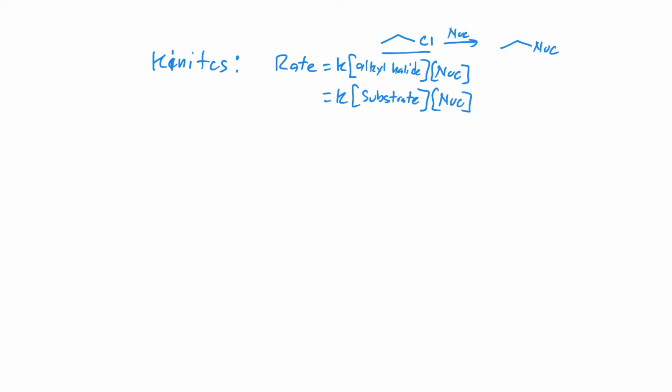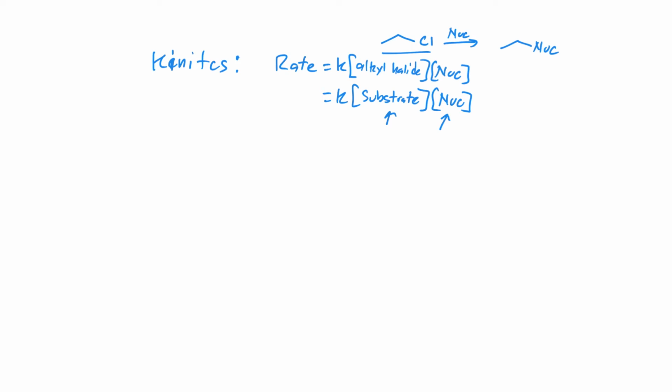So you can see there are two components, and by varying the concentration of those two components, scientists discovered that both the substrate concentration and the nucleophile concentration are responsible for the rate of this reaction. So for instance, if we were to double the substrate concentration, if we put in twice as much alkyl chloride in this case, we would have a rate that is doubled. If we were to instead double the amount of the nucleophile, all else being equal, we'd have a rate that is doubled.